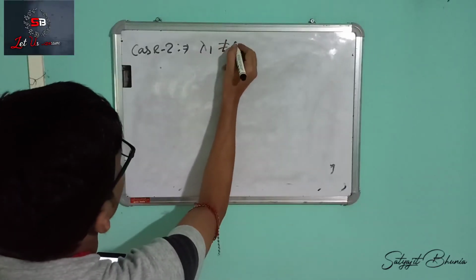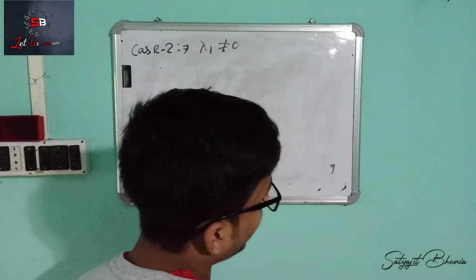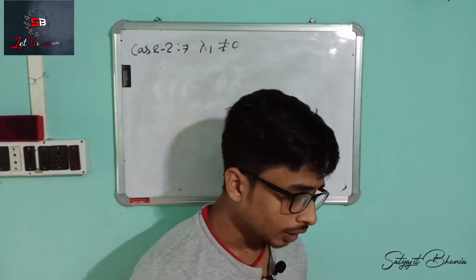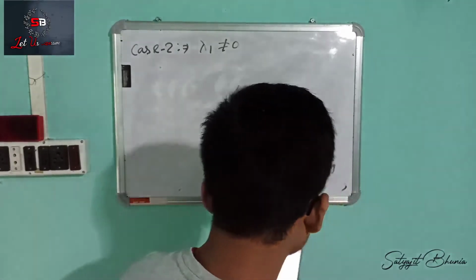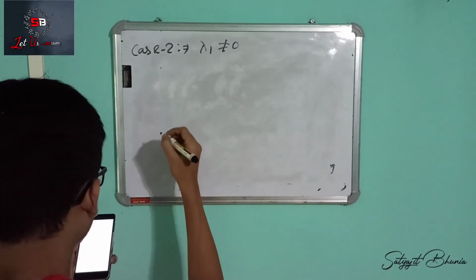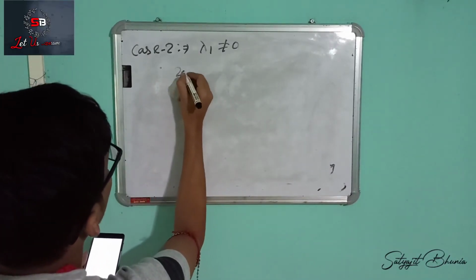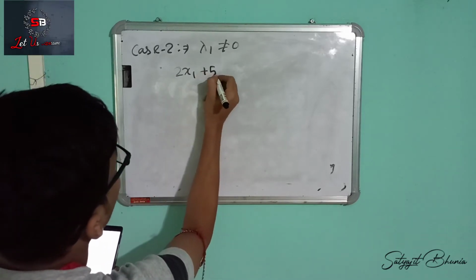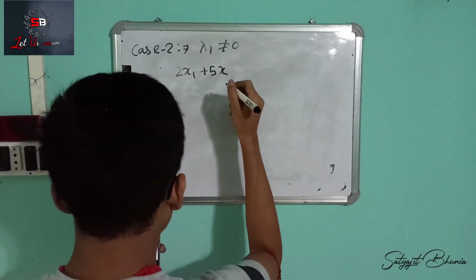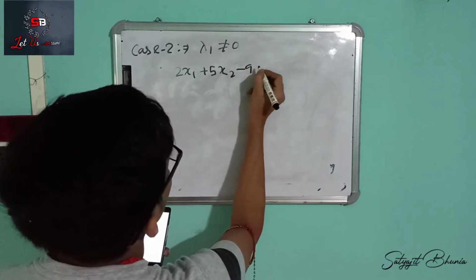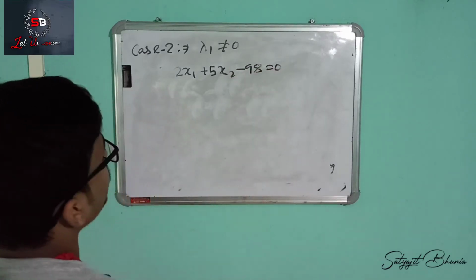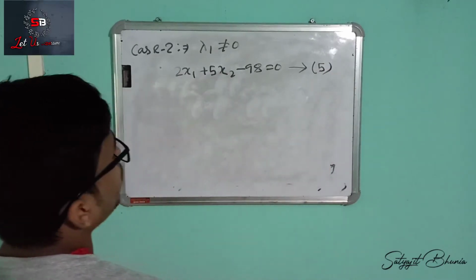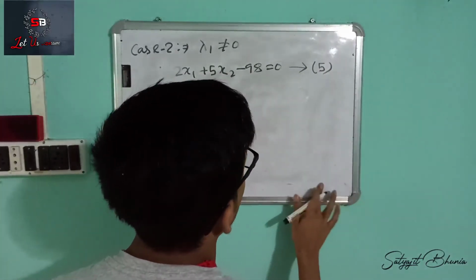Lambda 1 dash not is equal to 0. Since lambda 1 dash not is equal to 0, from the second Kuhn Tucker condition we will have x1 plus 5x2 minus 98 is equal to 0. I will number it number 5.